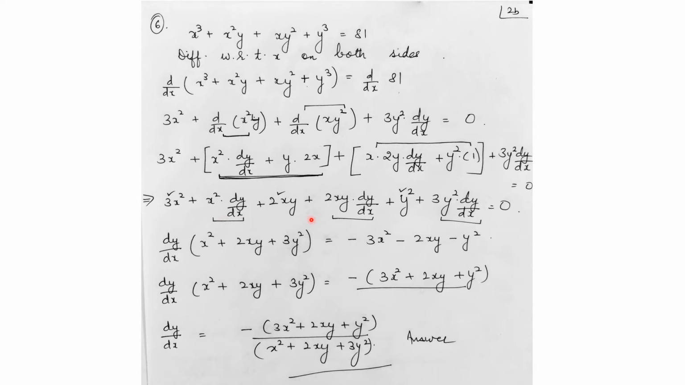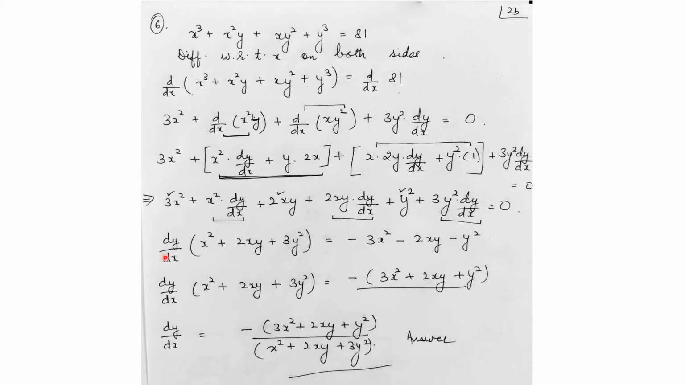Now I have underlined the terms which are carrying dy by dx. This is the first term, this is the second term and this is the third term. So what you do is, please take dy by dx common. You are left with this term x square, this term 2xy and this term 3y square. I have ticked the terms which are not containing dy by dx. There are three terms, 3x square plus 2xy plus y square. All these three terms will go towards the other side of the equation and they will turn negative. So you are left with minus 3x square, minus 2xy and minus y square.